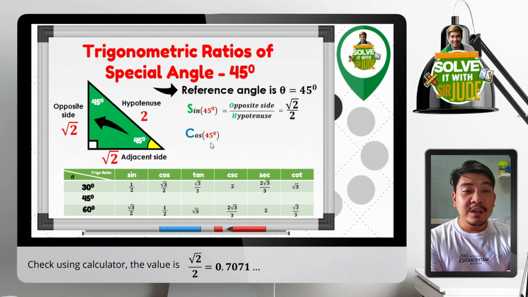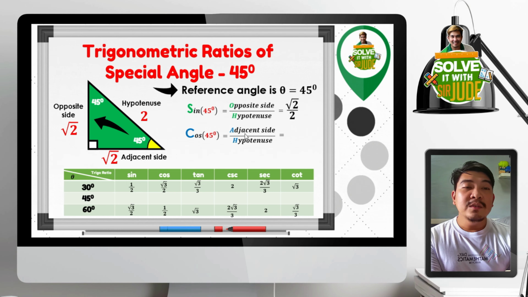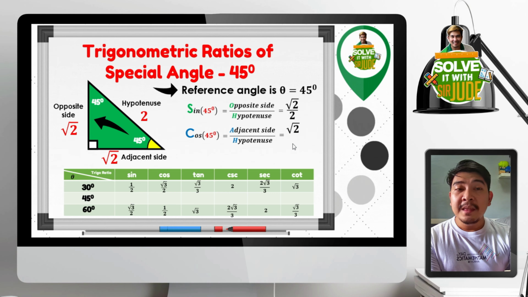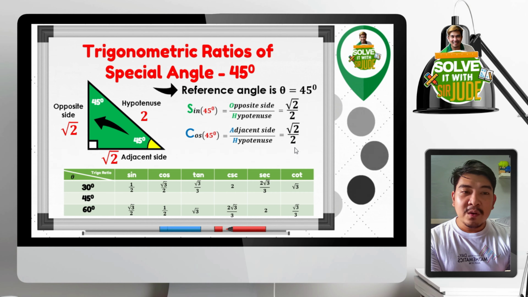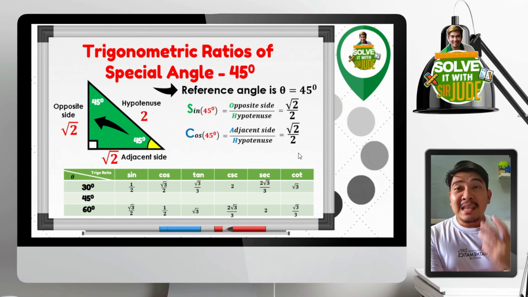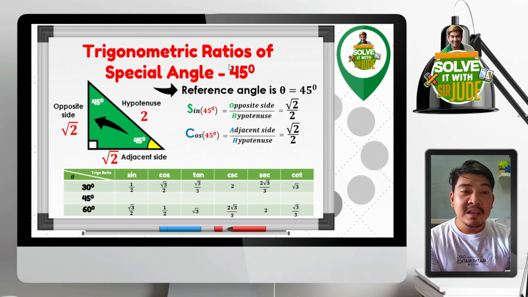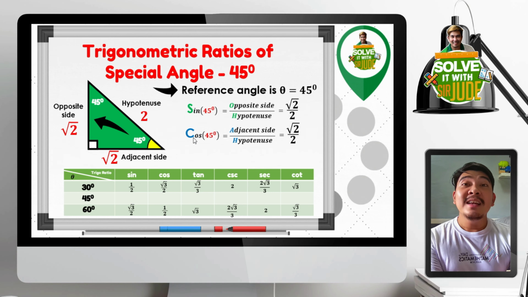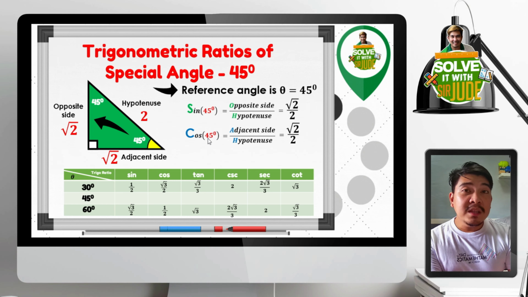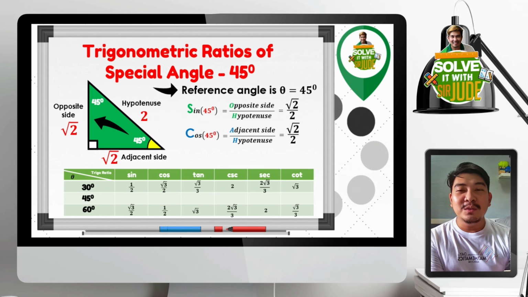How about for cosine 45 degrees? So again, the ratio is just equivalent to the adjacent side over the hypotenuse. So the adjacent side is square root of 2, the hypotenuse is 2. So therefore, we have square root of 2 over 2. So again, mas madaling kabisaduhin yung 45-degree special angles because sine and cosine are the same. Sine 45, cosine 45 degrees are both equal to square root of 2 over 2 as their exact values.